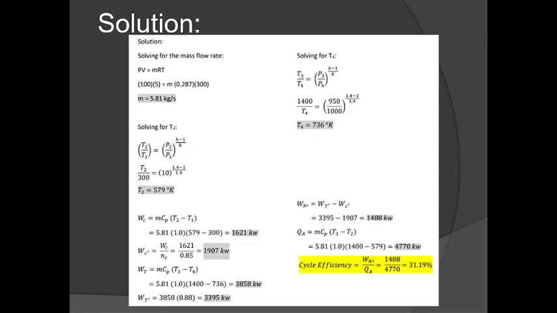So for solving for the cycle efficiency, we just divide the net work of the system by the heat added, which is 1488 divided by the heat added, 4770. So we have an efficiency of 31.19%. So that's it.